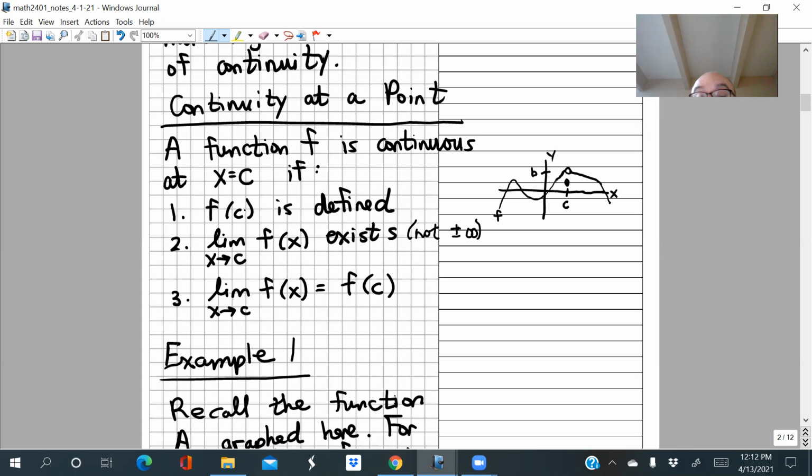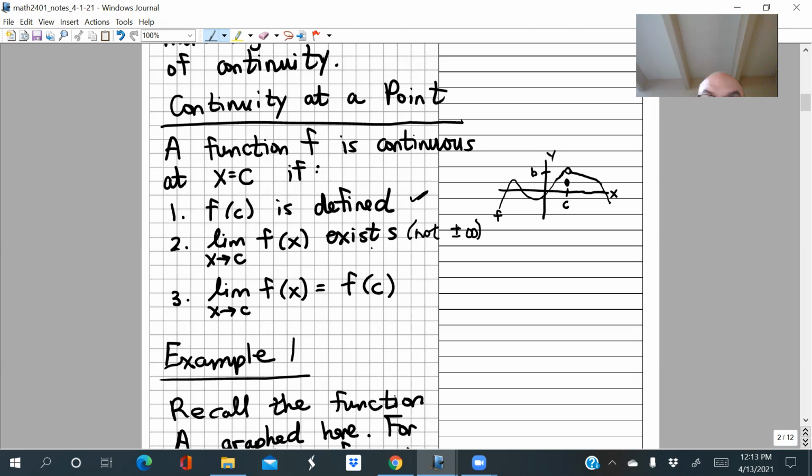First, f of c has to be defined, right? Is f of c defined? Yeah, sure, it's right here. Whatever this number is, that is f of c. So yes, the function is defined at x equals c. c is part of the domain of the function. So this one checks off easily, and that's not preventing it from being continuous there.